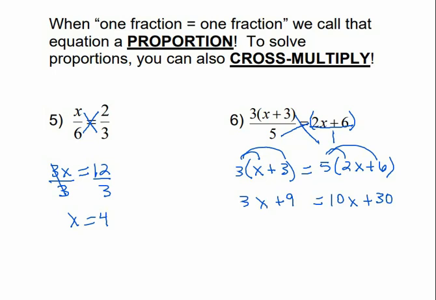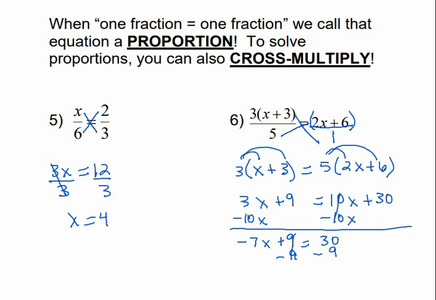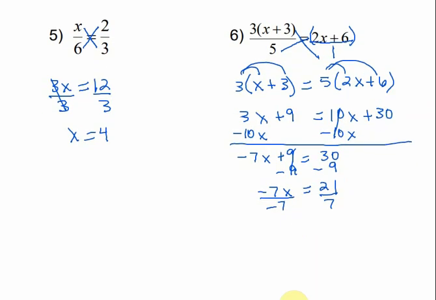Let me get my x's to one side and my stuff without x's to the other side. All right, I'm going to subtract 10x. That gives me a negative 7x plus 9 equals 30. Subtract 9, and I get negative 7x equals 21. Divide by negative 7, and I get that x equals negative 3. And that's it.